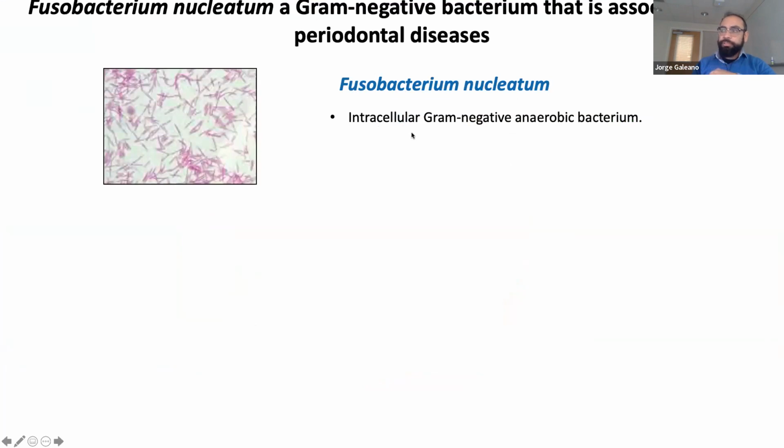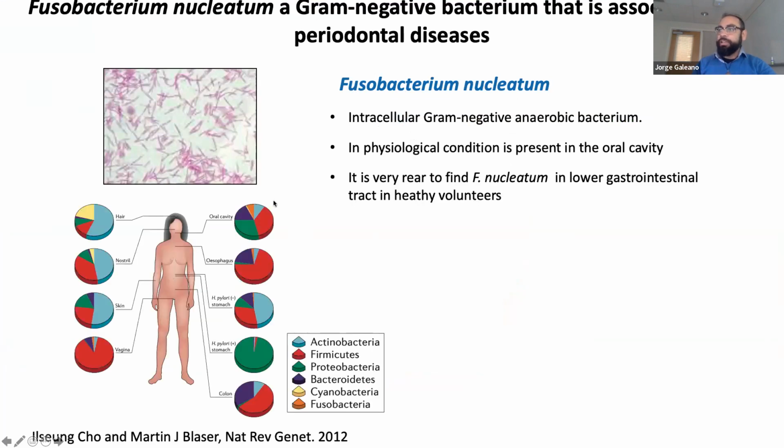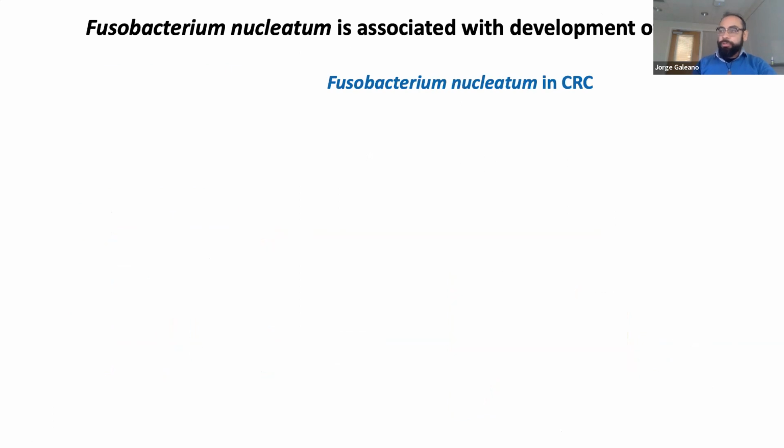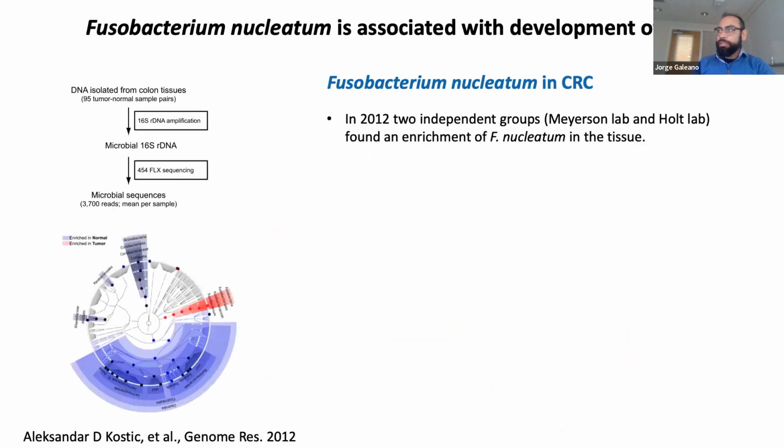In healthy conditions, Fusobacterium nucleatum is only present in the upper gastrointestinal tract, mostly in the oral cavity and the esophagus, and historically has been associated with periodontal diseases. These studies have shown that F. nucleatum is not present in the lower gastrointestinal tract under normal conditions. However, in 2012, 2 independent groups showed, using microbiome analysis, that F. nucleatum is also present in colorectal cancer samples.